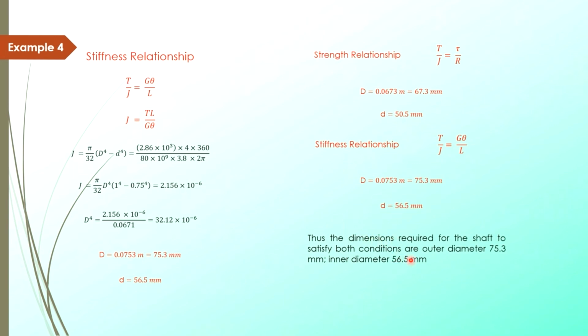So thus the dimensions required for the shaft to satisfy both conditions are the outer diameter at 75.3, which you can round up to around 80 millimeter, and the internal diameter of 56.5 mm. You can also round this to something around 60 millimeter. Okay.